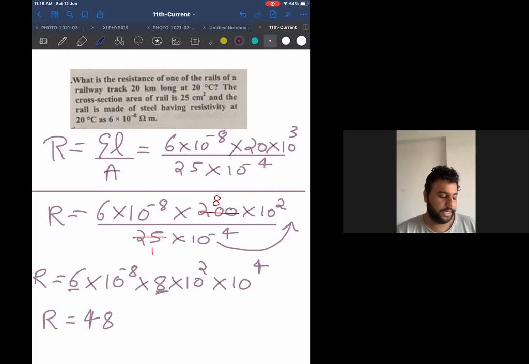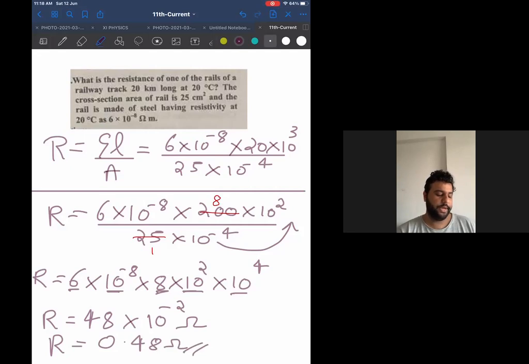6 into 8 is 48 into 10 power minus 8, and 10 power plus 2 is 10 power minus 6. 10 power minus 6 and 10 power plus 4 is 10 power minus 2. So 48 into 10 power minus 2 ohm can be written as 0.48 ohm also. Therefore, your answer for resistance is 0.48 ohm.